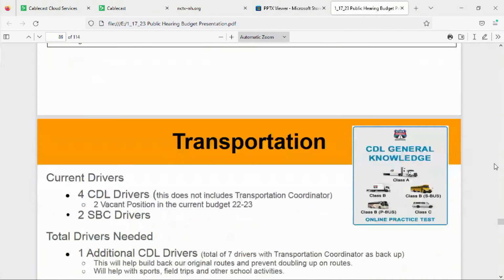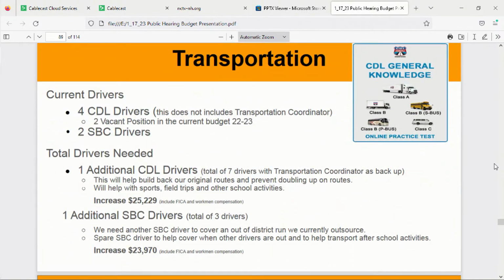So what I'm looking for is, we currently have 4 CDL drivers right now. We have 2 vacant positions. This is not counting me in that position at all. We have 2 SBC drivers who drive the vans or anything 14 passenger and below. We need to get a total of 1 additional CDL driver, which will bring us up to 7 drivers total. And that will have me as being a backup driver.